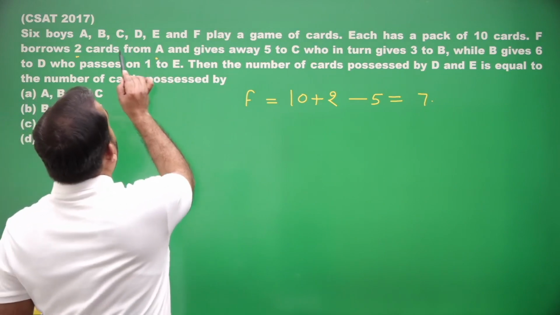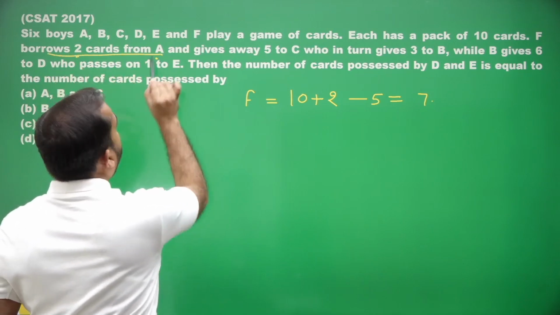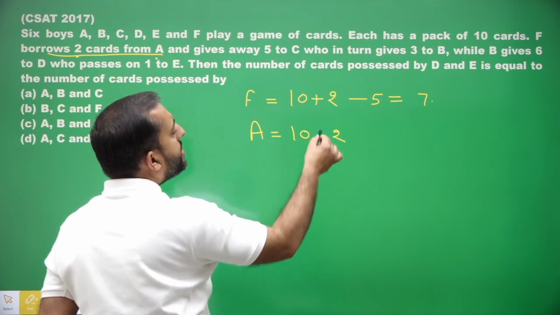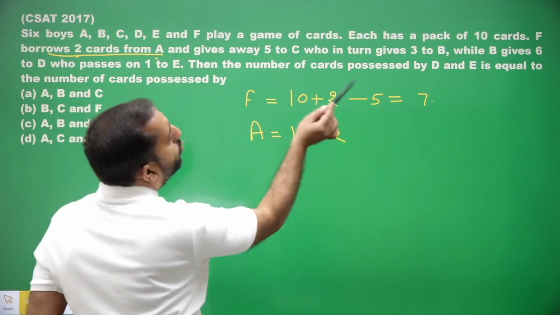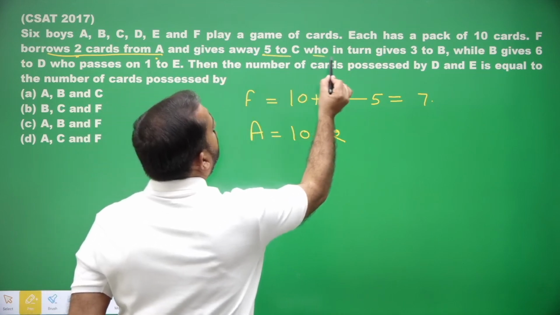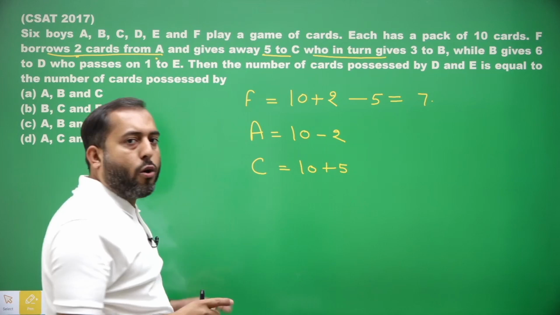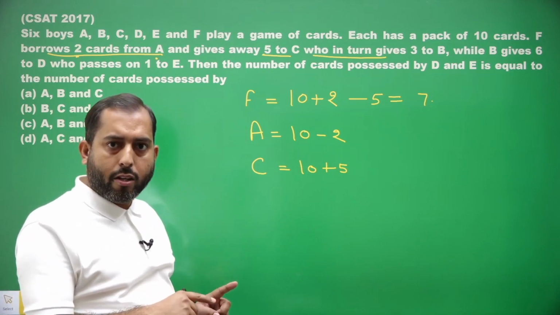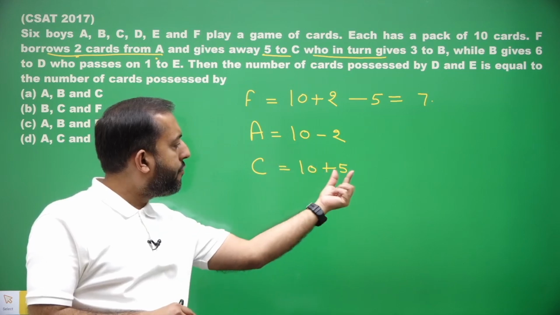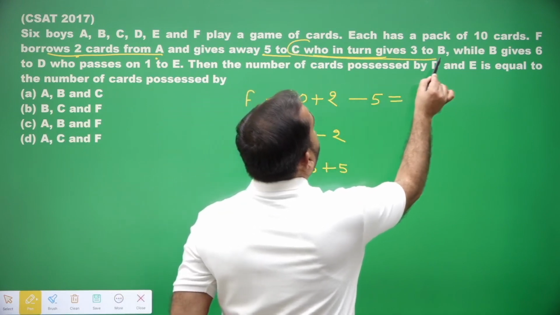Now, F borrows 2 cards from A. So from the share of A, we need to subtract 2 because A has given 2 cards to F, and at the same time this F has given 5 cards to C. So in the share of C, we're going to add what? 5. So everyone is having 10 cards in the beginning. That is why I have subtracted from 10 in case of A and I have added 5 to 10 in case of C.